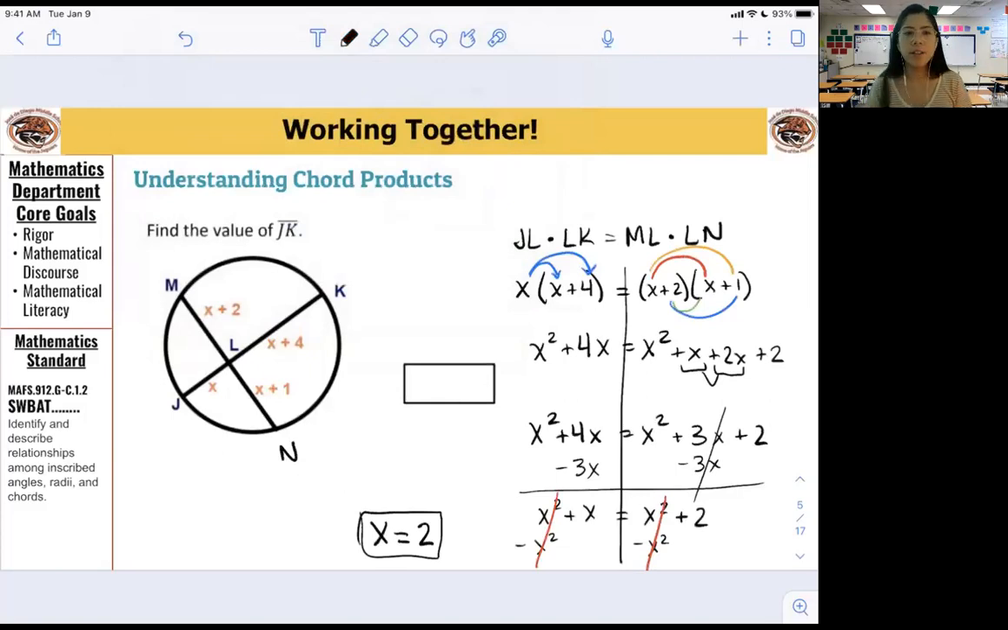Okay, is that my final answer? No, what do I have to do now? What am I actually finding? Yeah, because what is this question asking? It's asking for JK for this whole thing. How long is JK? So JK is x plus 4. So 2 plus 2 plus 4, 4 plus 4, I get 8.